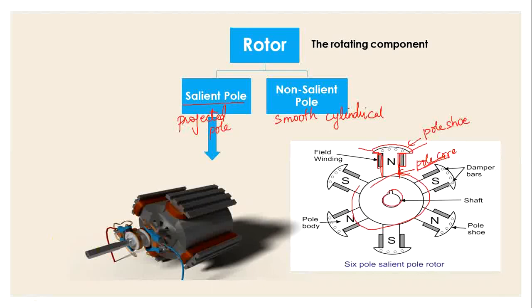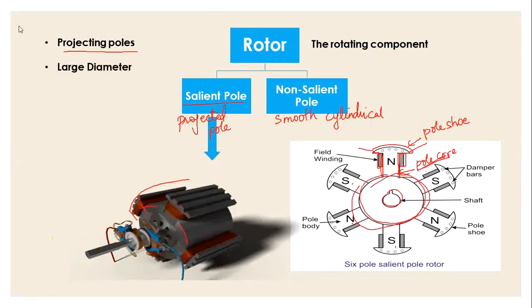You can see here this is a 6-pole salient pole rotor. So 1, 2, 3, 4, 5 and 6 poles are being used. 3 pairs of poles are being used. So let's see now what the characteristics of this type of rotor are. The first characteristic is that it has projecting poles. You can see here, these are the poles, and these poles project outward from the surface of the rotor.